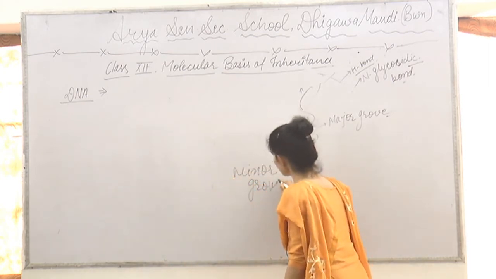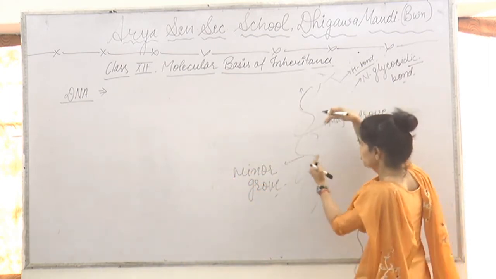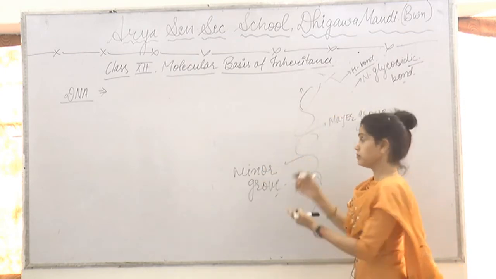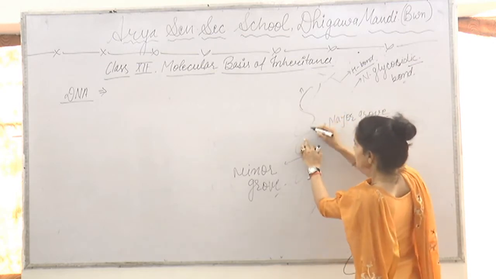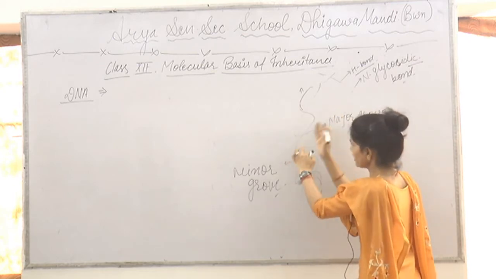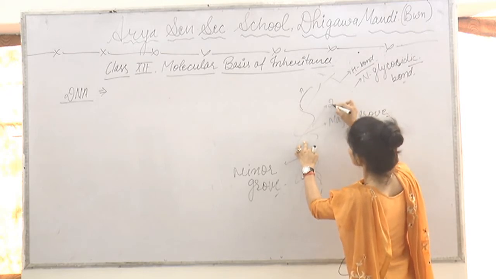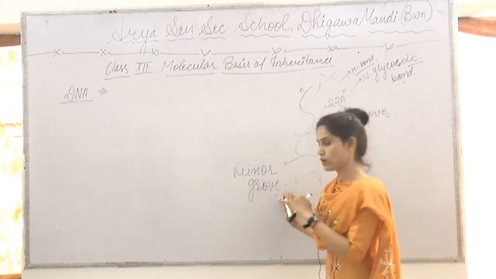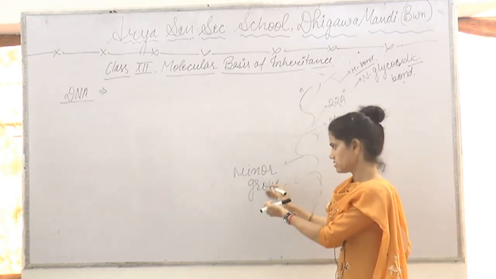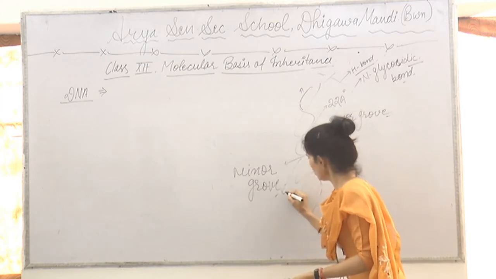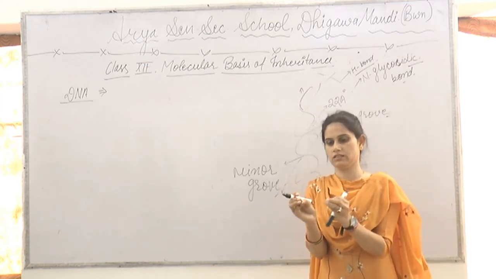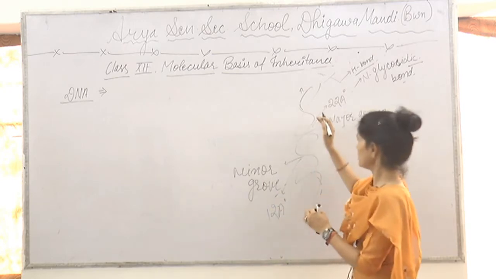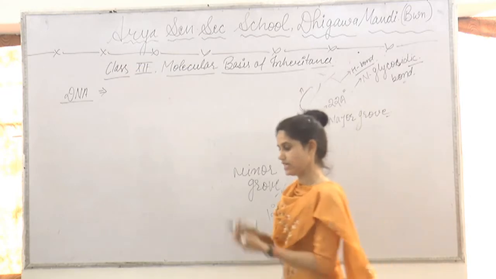So what is a major groove and minor groove? Major groove is deep inside and minor groove is not deep. The major groove is so deep that when we look at its length, it goes approximately 22 angstrom deep. And the minor groove, as the name says, it is minor. Minor means it runs only 12 angstrom deep. So this was the structure of DNA.